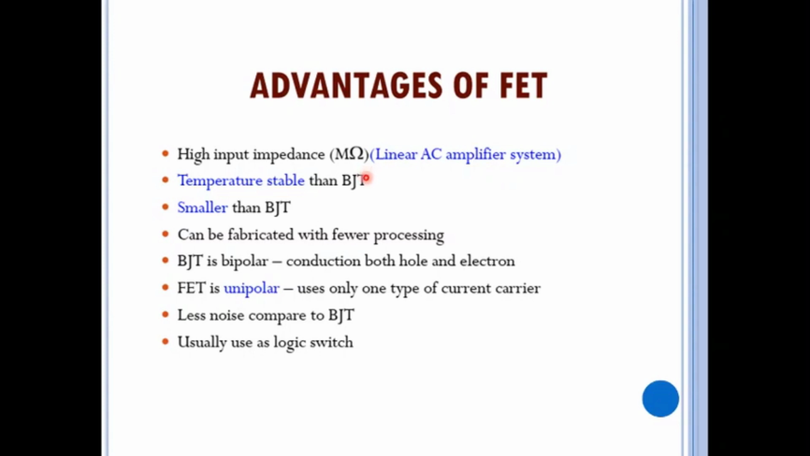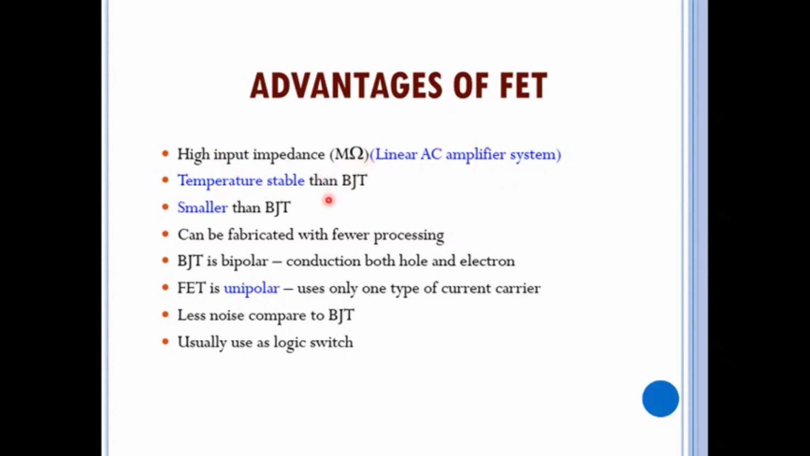specifically when we use the common source configuration, we apply the input to the gate. So the gate will be our input terminal. At the gate, the impedance will be very, very high, because the device structure at the gate is a capacitor structure. The capacitor structure doesn't have any electrical connection because there is an insulator. So that's why the FET has a very high input impedance.